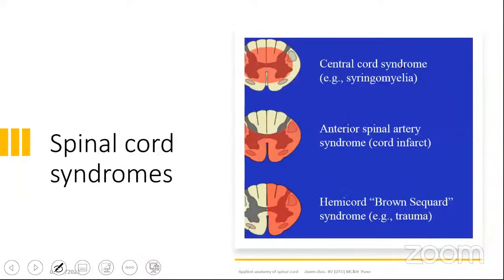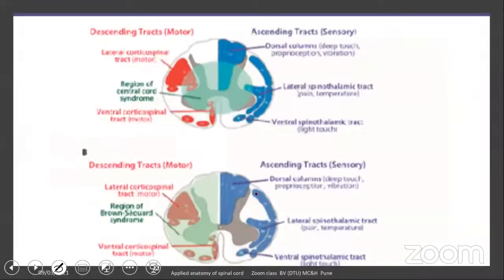spinal cord. The spinal cord syndromes can be diagnosed as the central cord syndrome. You can see the central cord syndrome. This is caused by syringomyelia. Anterior spinal cord syndrome, which you can see here, and this is a cord infarct. The hemicord or Brown-Sequard syndrome, because of trauma or tumor, and you can see the descending tracts that are involved in the central cord syndrome are these, and that means the gray matter is mainly involved. The white matter involvement is subsequently spared, but the gray matter is involved in the anterior. This is the posterior part. Descending tracts are involved, and you can see the central cord syndrome, Brown-Sequard syndrome, anterior spinal artery syndrome.